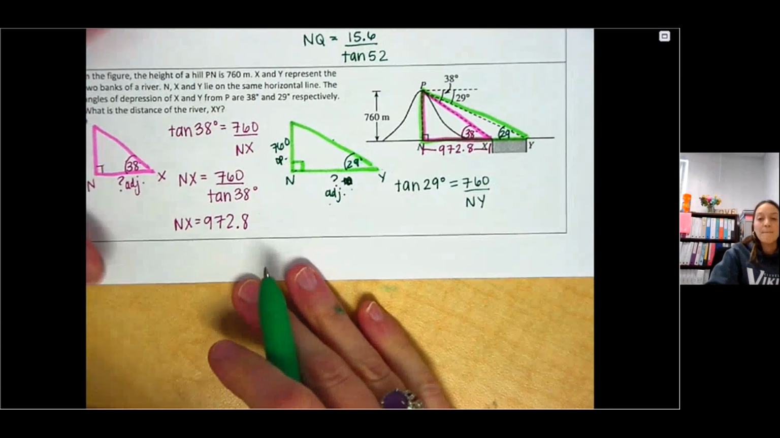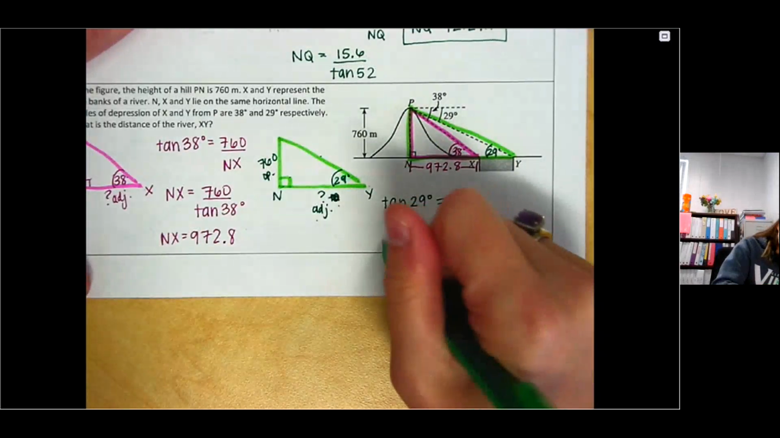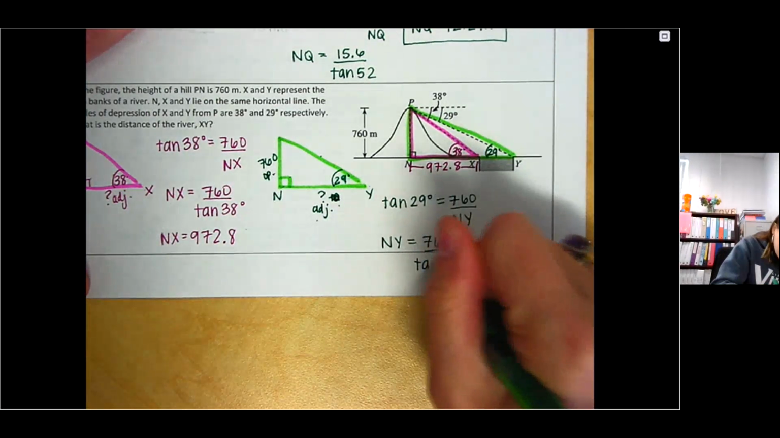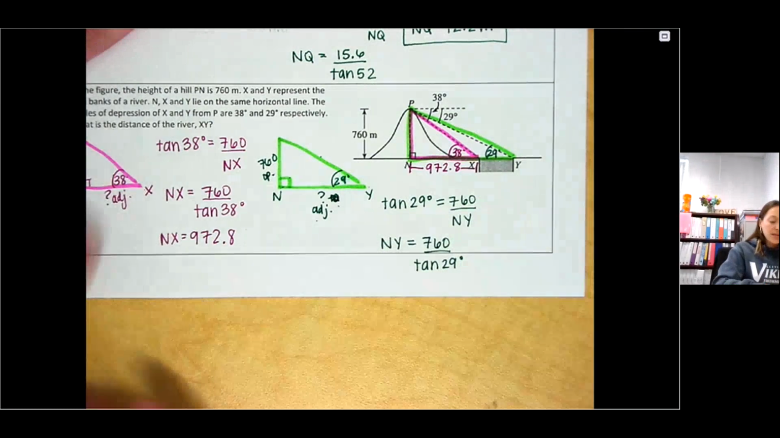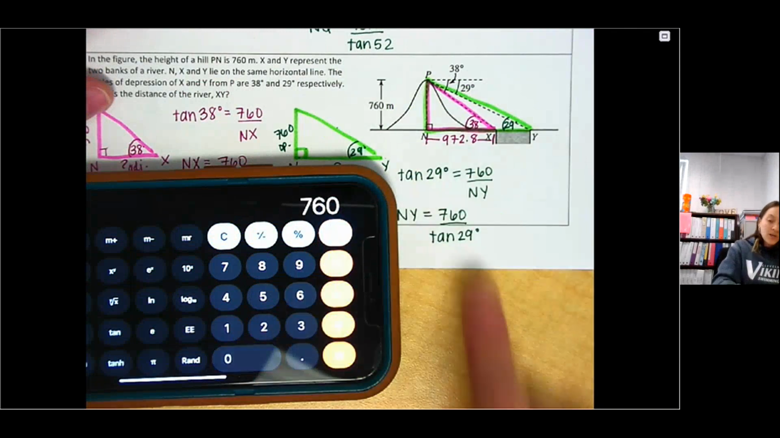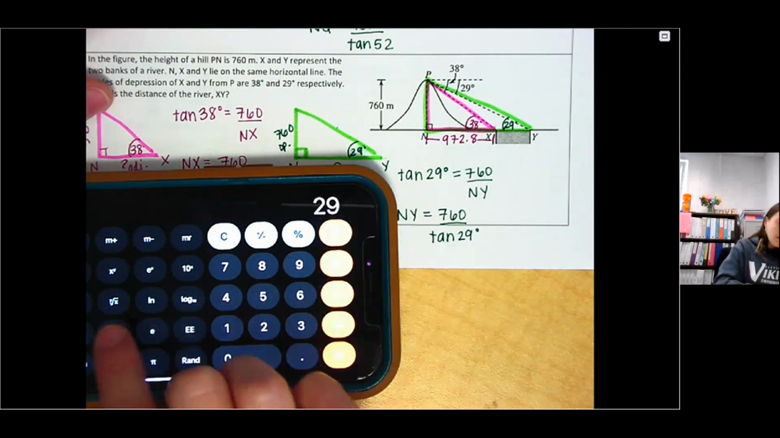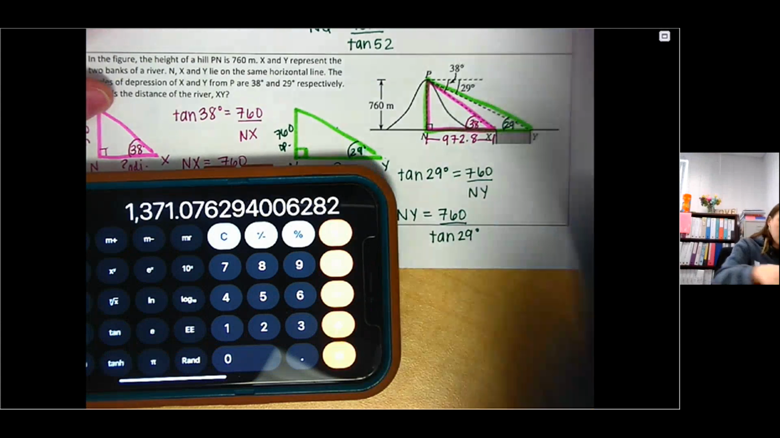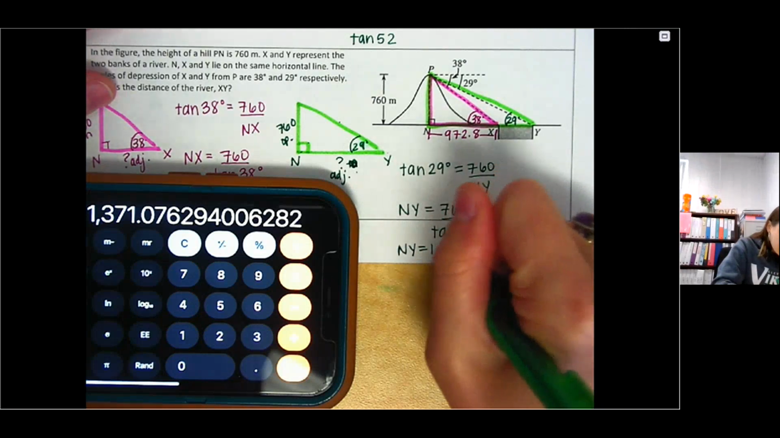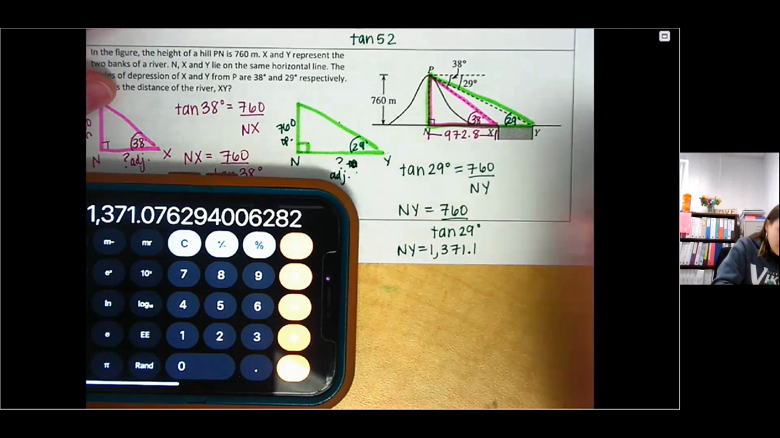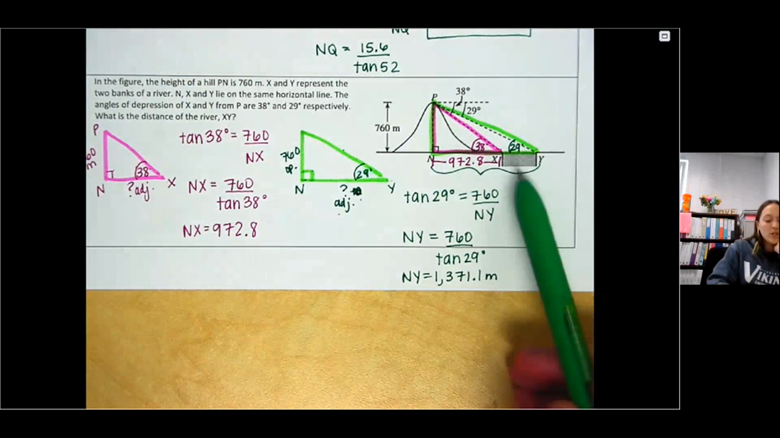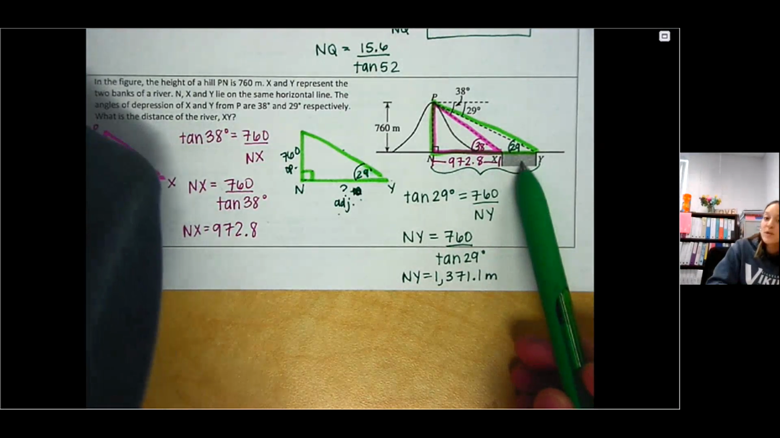Again, since the unknown is at the bottom, I'm going to have to divide these two. So NY equals 760 divided by tan of 29. And again, I just plug that into my calculator. So 760 divided by tan 29 equals, so the full distance from N to Y was 1,371.1 meters. So that's the full length here, that big 1,000 number. So we want to know just what's left over, the distance between the two.